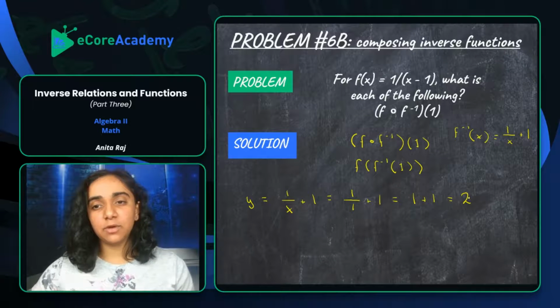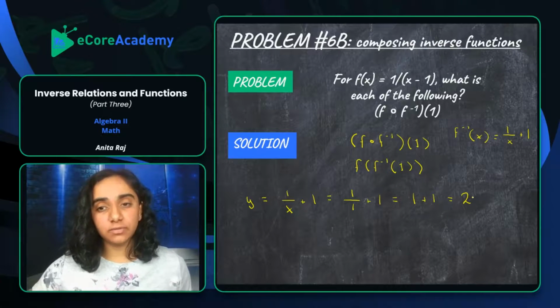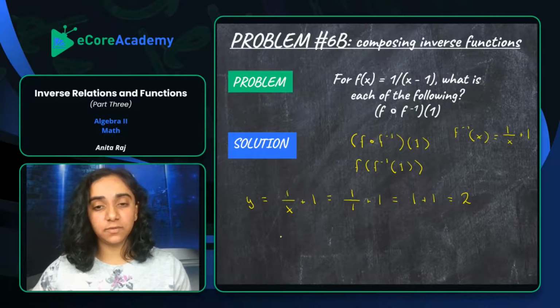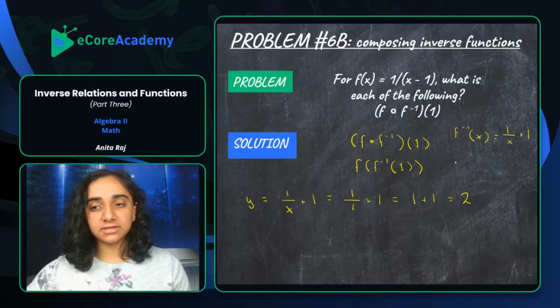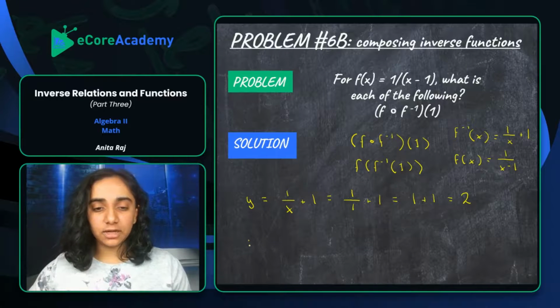Now we have to plug this output into f, and we need to see, does 2 belong in the domain of f? If it does, then our final output should be equal to 1. So our final answer should be equal to 1. Recall that f of x is equal to 1 over x minus 1. So we're just plugging 2 in for x.